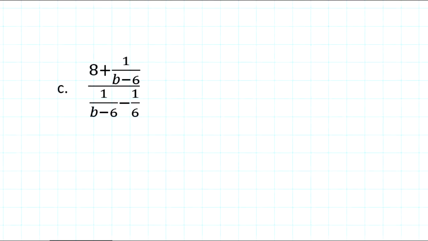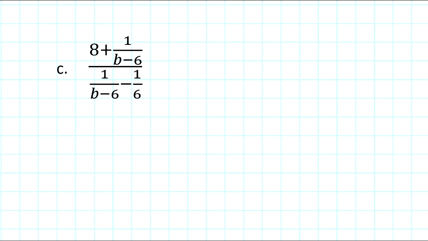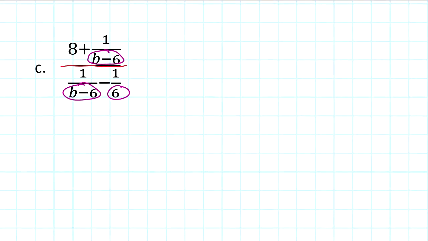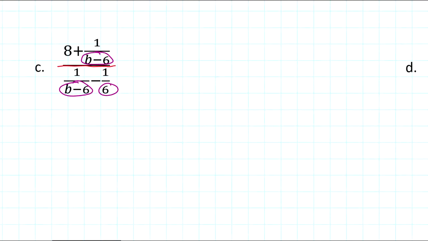Here I've got 8 plus 1 over b minus 6, all over, big fraction bar there, 1 over b minus 6 minus 1 over 6. So I need to change the directions a little bit because we've got the b minus 6 and a b minus 6, and I also have a 6 here. So I want to cancel all of those to get rid of the little denominators.